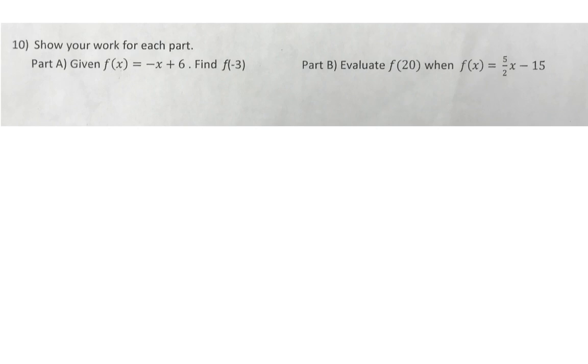Okay, on this next one, we're working with function notation, which is just a fancy way of talking about inputs and outputs. I have a function named f here. f of x is equal to negative x plus 6. Find f when x is equal to negative 3. See how it's in the parentheses? So we're using negative 3 as our input.